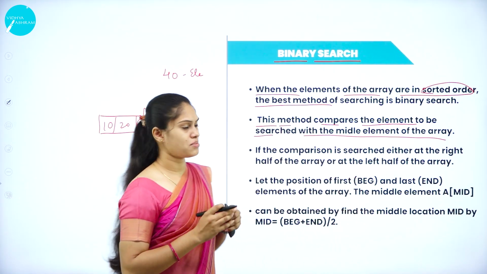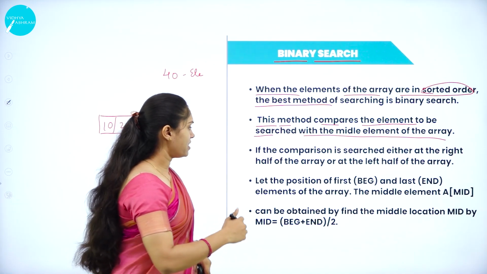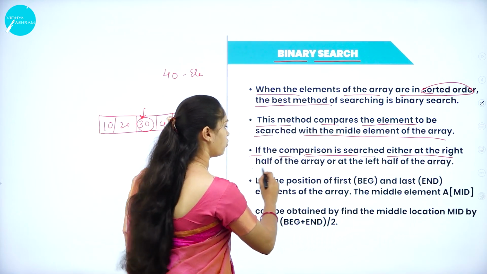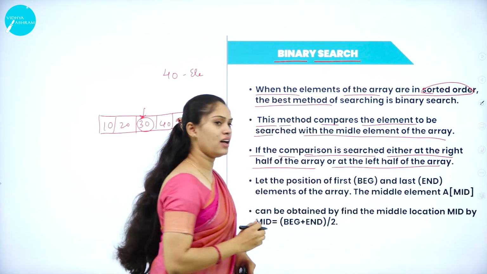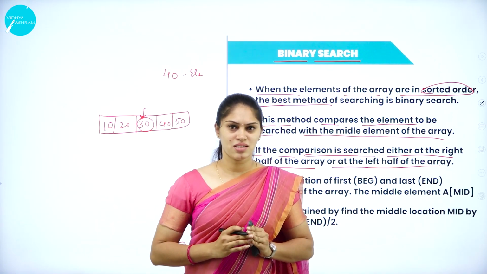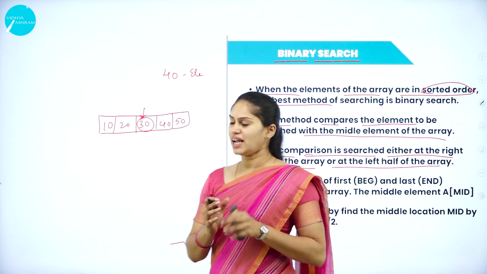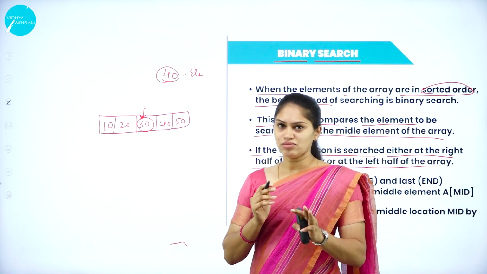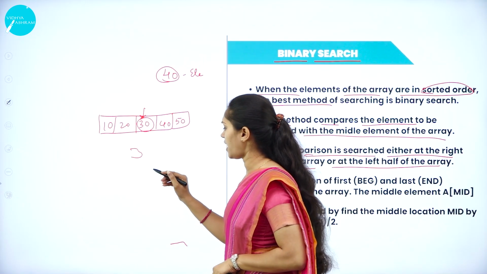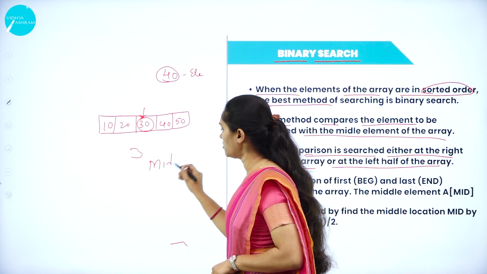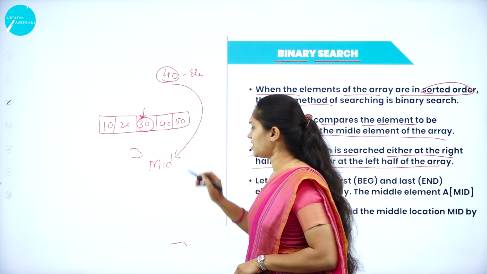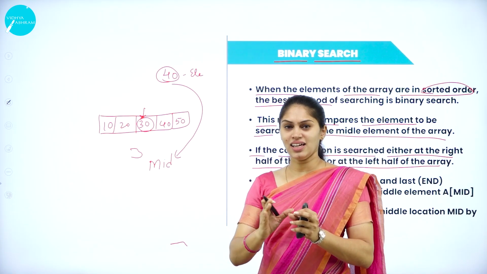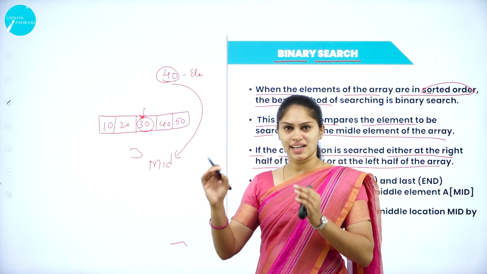So that can be possible with binary search. So we'll see the next thing. If the comparison is searched either at the right of the array or at the left of the array, we have 3 possibilities. If I'm searching for an element called 40, I have 3 scenarios. In those 3 scenarios, I'm going to compare my searching element directly with the mid element. If I'm searching for the middle element exactly, then it will give me the location exactly.